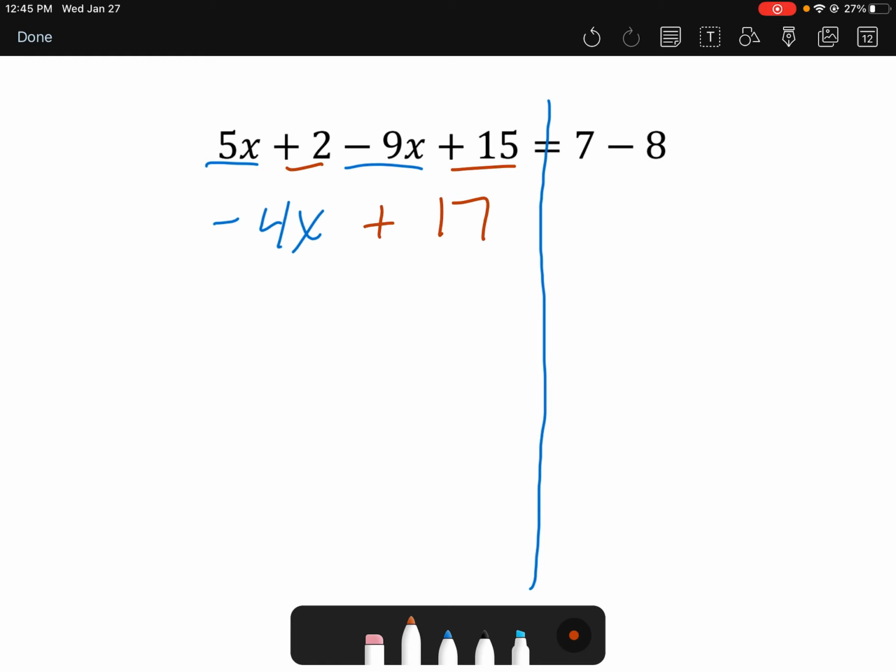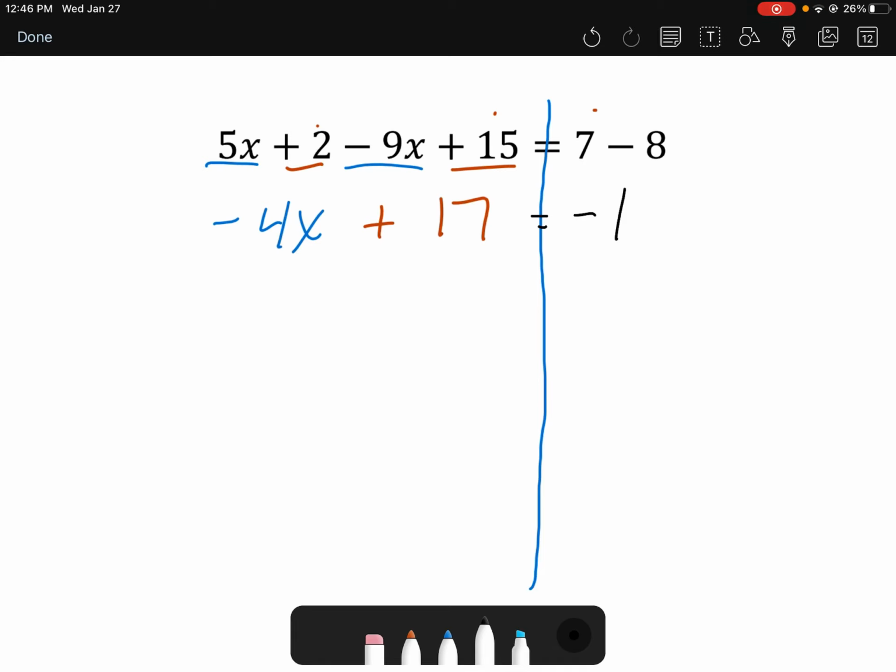Now remember, I can't combine these guys with what's over here. So even though they also don't have a variable, because they're on opposite sides of the equal sign, you can't mix them together. However, I can combine those two together. 7 minus 8 is equal to negative 1.